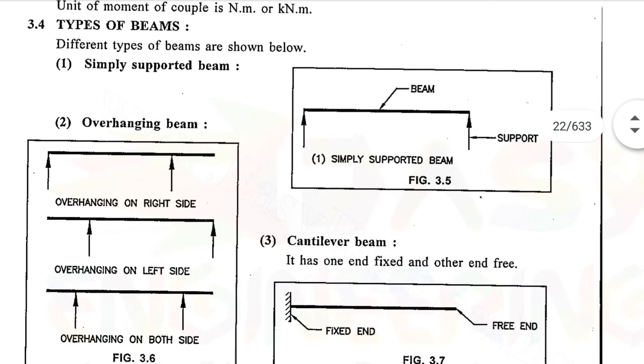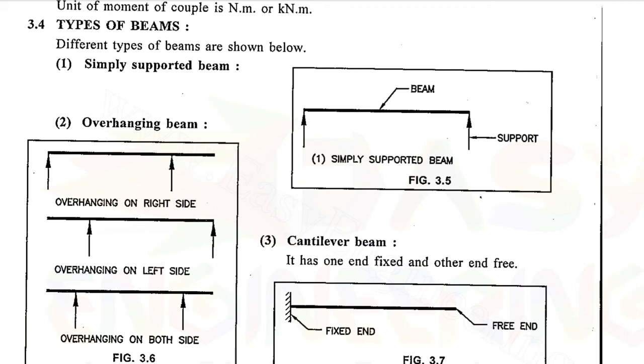So next one, types of beams. Okay, these are the different types of beams. A beam is a structural member. So first one is the simply supported beam. Here figure 3.5 represents the simply supported beam. The beam simply resting on two supports is nothing but a simply supported beam.